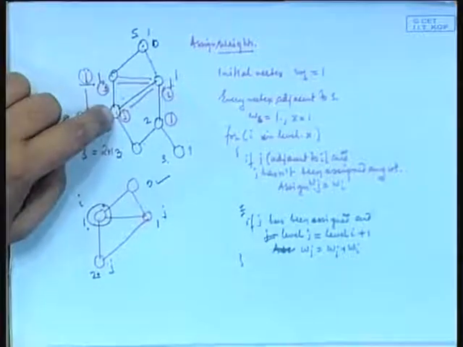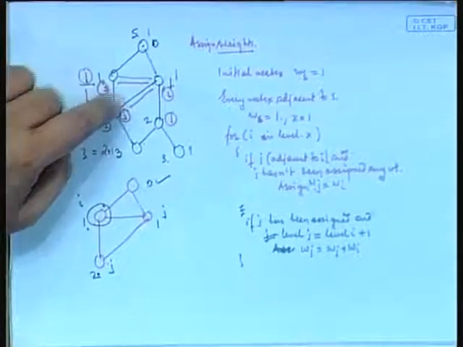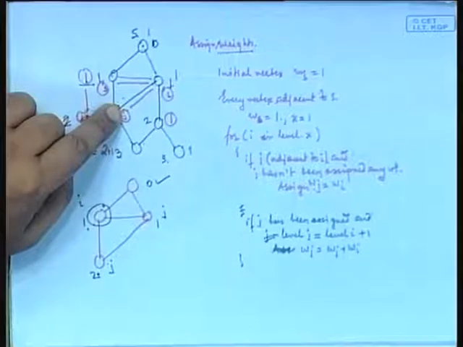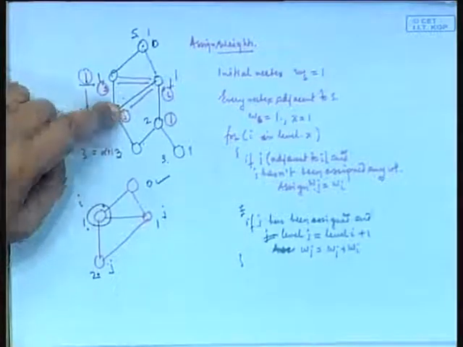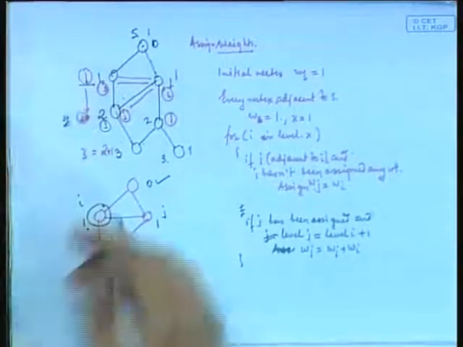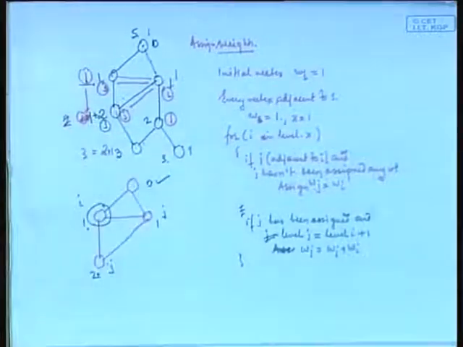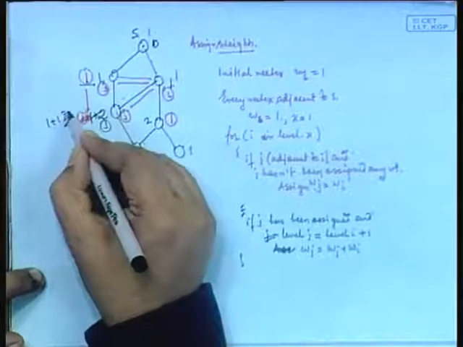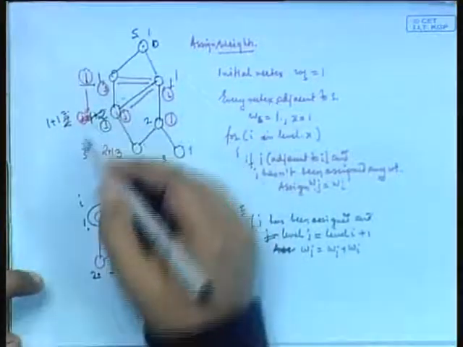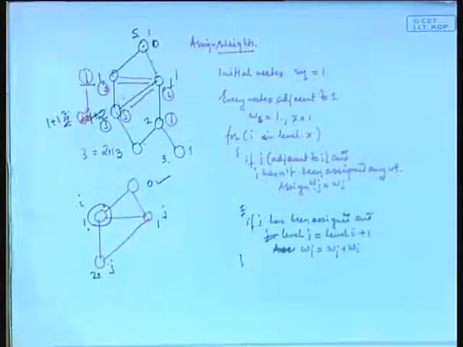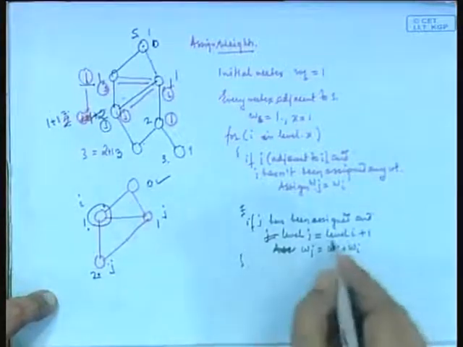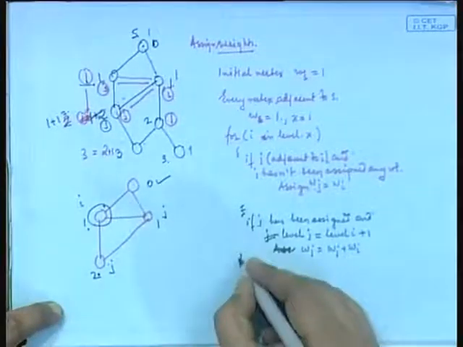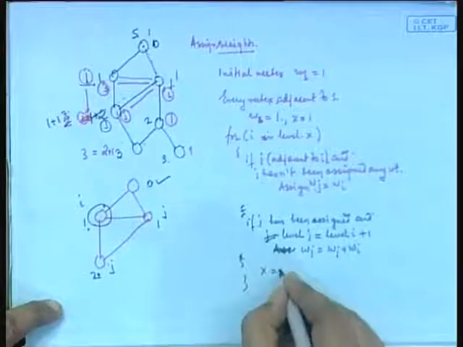Only if it is one level below, that means what? Another shortest path also passes through this node. Therefore, this weight becomes now 1 plus 1, 2. Okay. From here 1, from here 1, 2. Now, it is clear, and if not, do nothing. Okay. And then x is equal to x plus 1.